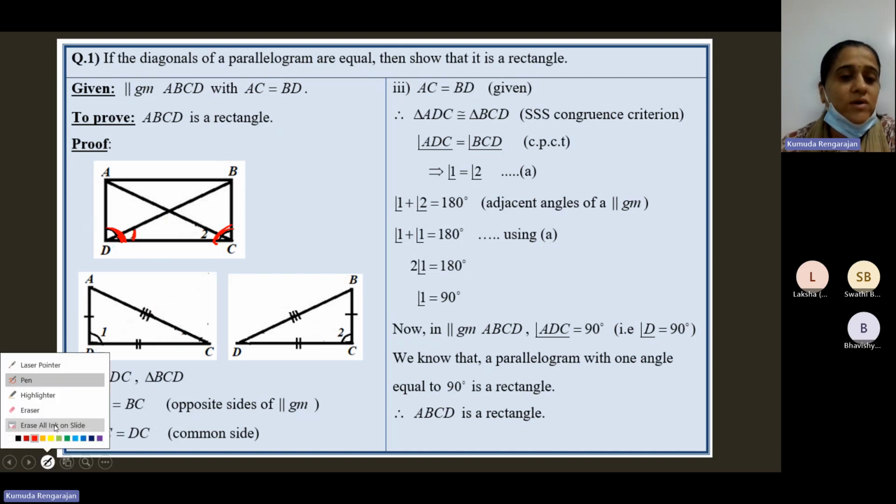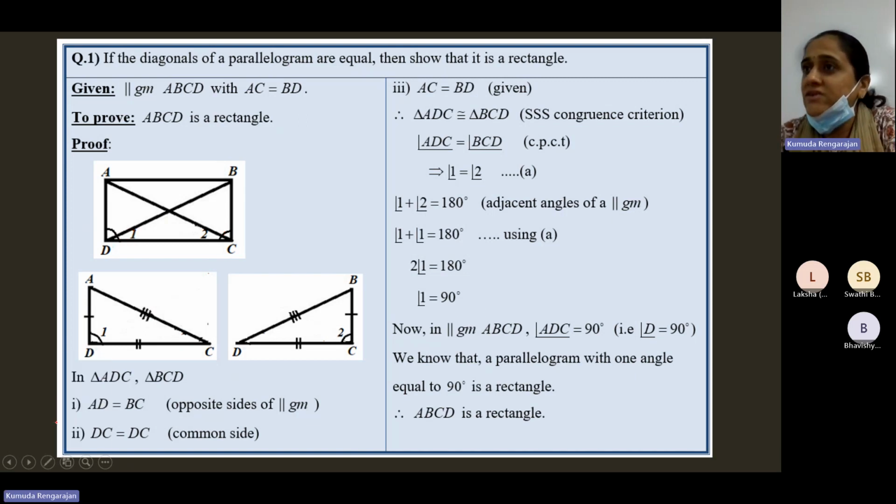So what are 1 and 2? They are adjacent angles and they are supplementary. Angle 1 plus 2 is 180, but 1 and 2 are equal. So you get 1 is 90. This angle 1 is 90. So in the parallelogram, one angle is a right angle. So it's a rectangle.